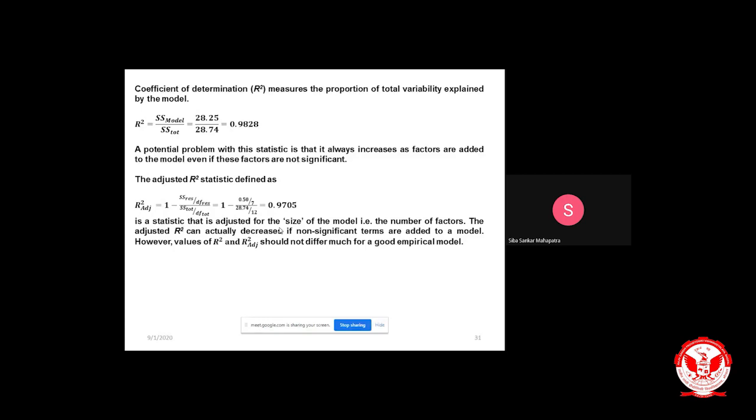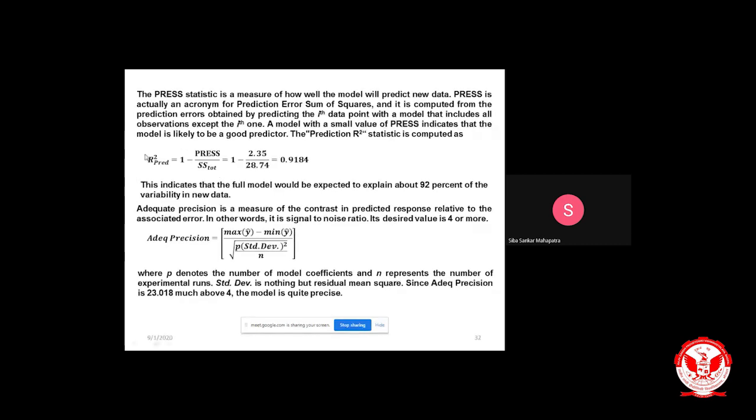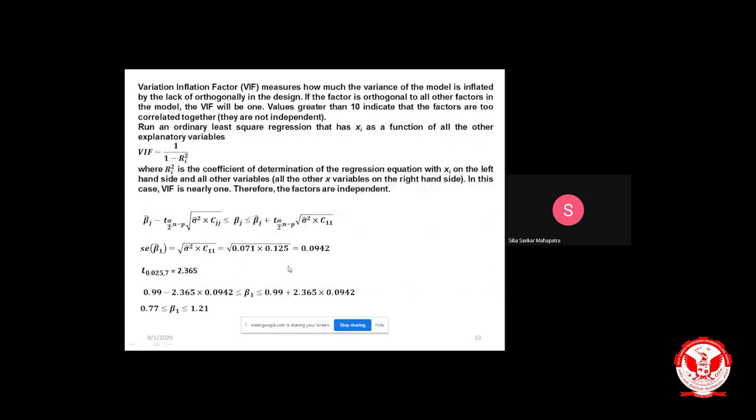Now, when you calculate the R square adjusted value, suppose some insignificant factors are added in the model, then R square will go on increasing, giving a false impression that the model is correct. In fact, the model may not be correct. So in that case, R square adjusted will not take that into account. When non-significant factors are added in the model, the R square adjusted value will not go on increasing. Then some other statistics, R square predicted, can be calculated, then VIF can be calculated. Now this is what is important.